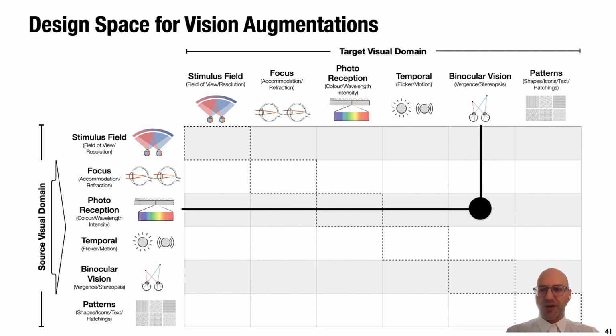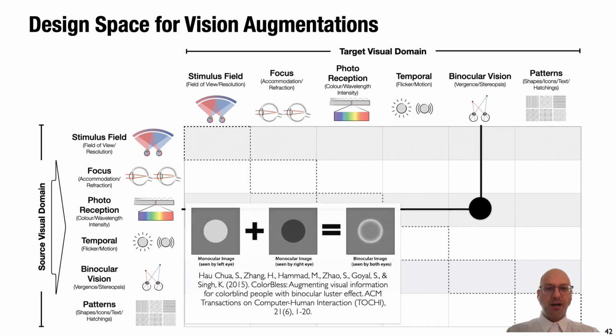Another example for transformation: photoreception, and a remapping to binocular vision. So for example, you show different colors or different intensities to the left and to the right eye. And by doing so, you can create a relatively salient effect for highlighting certain colors or certain intensities.